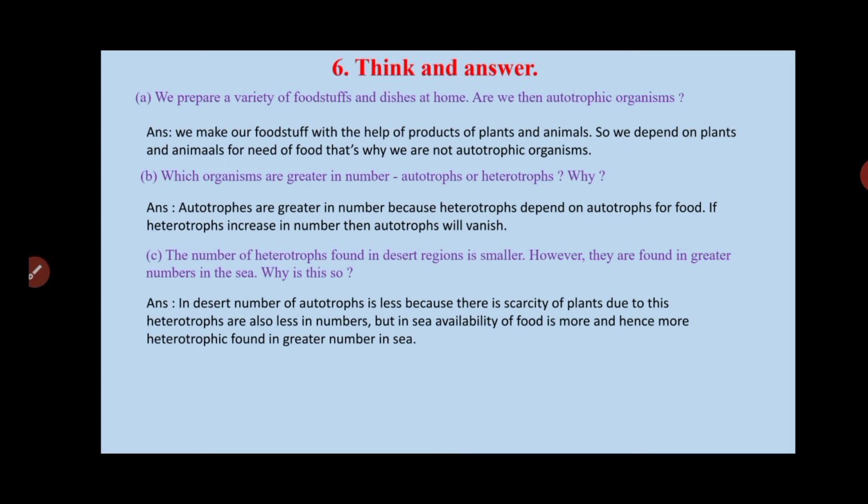So are we autotrophs? We know that autotrophic organisms make their own food with the help of the process of photosynthesis. But we make our food from the products of plants and animals. So we depend on the plants and animals for the need of our food. So that's why we are not autotrophs, though we make different types of food at home. They are made from the plants and animals. So we are not autotrophic organisms, we are heterotrophic.